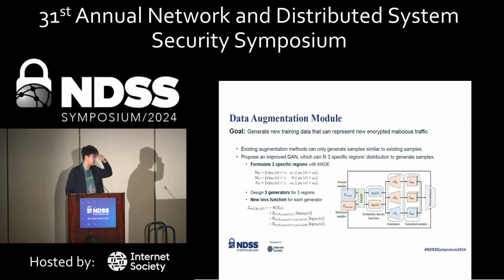It has 3 generators and only 1 discriminator. And at last, we calculate new loss functions for each generator, and then train the GAN, and the GAN can generate the samples that fit the 3 specific regions we mentioned above.